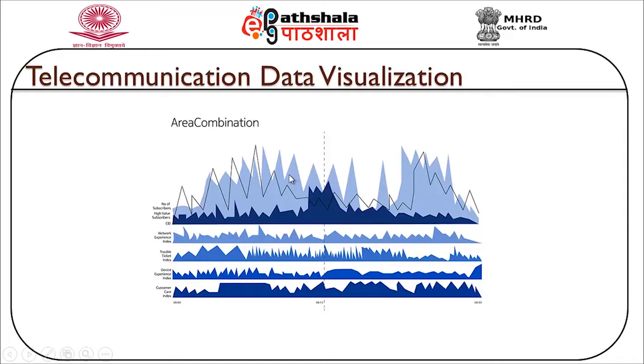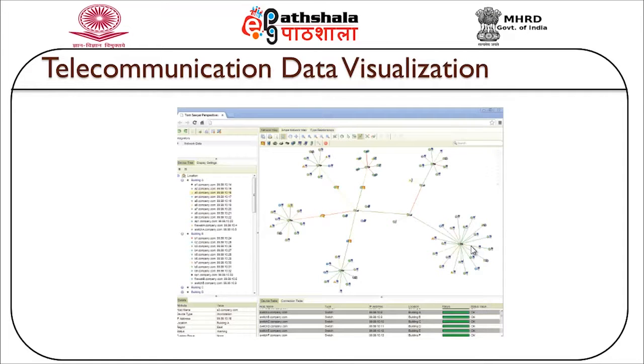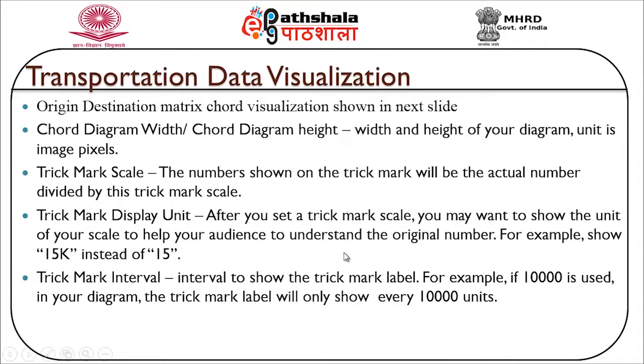If you see, the various areas are being combined together and shown here. The number of subscribers, with high value subscribers, low value subscribers and everything, are being shown as one single chart in the telecommunication data visual chart. Another perspective is a Tom Sawyer Perspectives application, showing a visualization of a small network with a tree view of devices by location, table views of devices and connections, and an inspector view. So this is a tree view of the telecommunication data. Next one is a transportation data visualization.